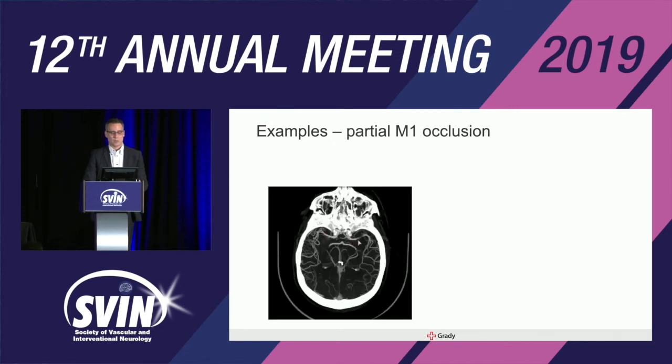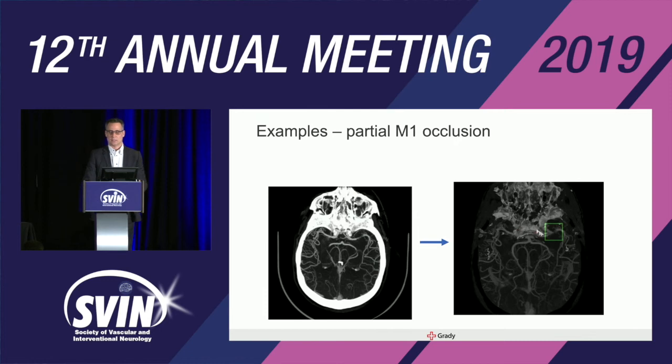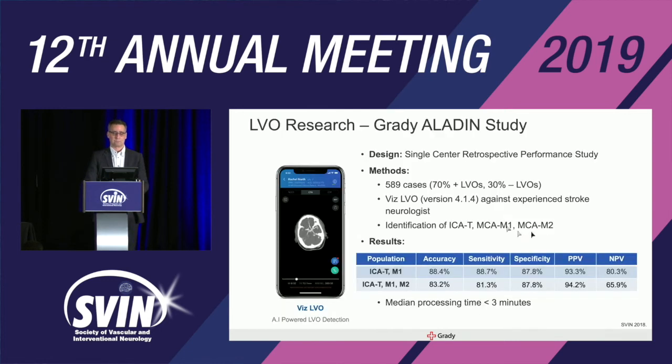Here is a proximal M2 occlusion where the system finds it as well. Here is a case where you just have a partial occlusion or intracranial stenosis, where the system can easily find that as well. So what is the data that you have in the LVO detection software? So in our center, you have reviewed approximately 590 cases. We did this with an enriched population of LVOs, because that's what we're expecting to detect. So 70% of the patients approximately had an LVO.